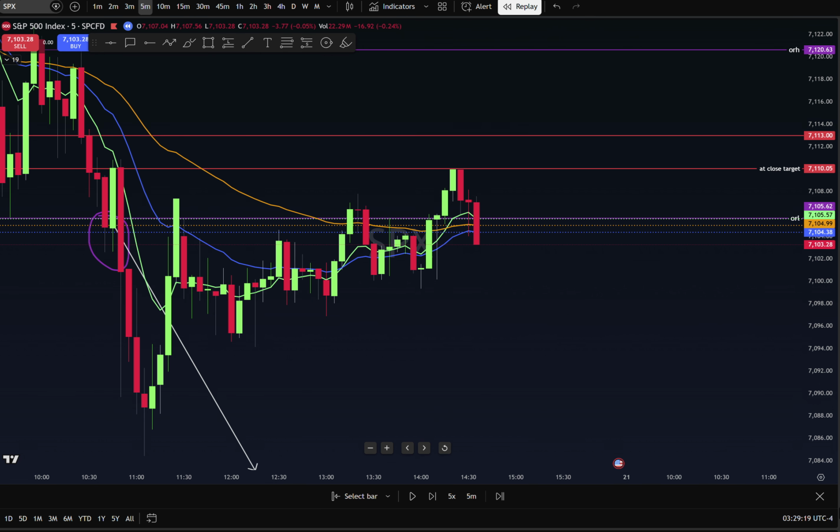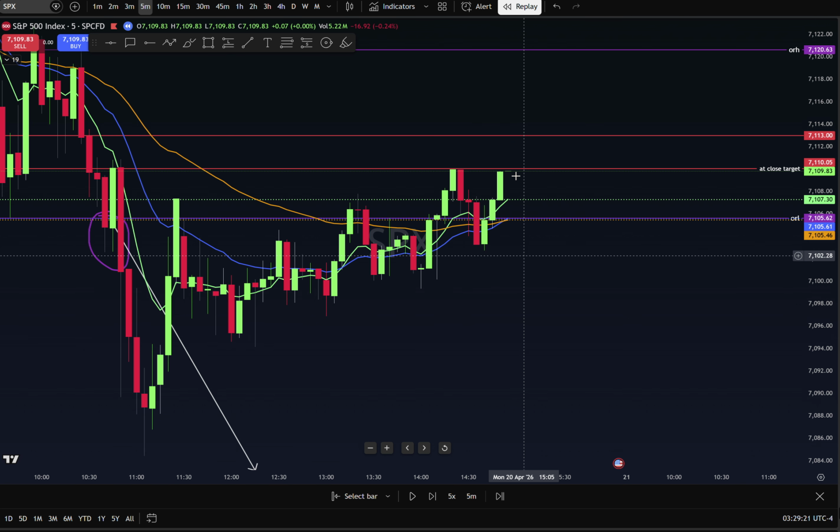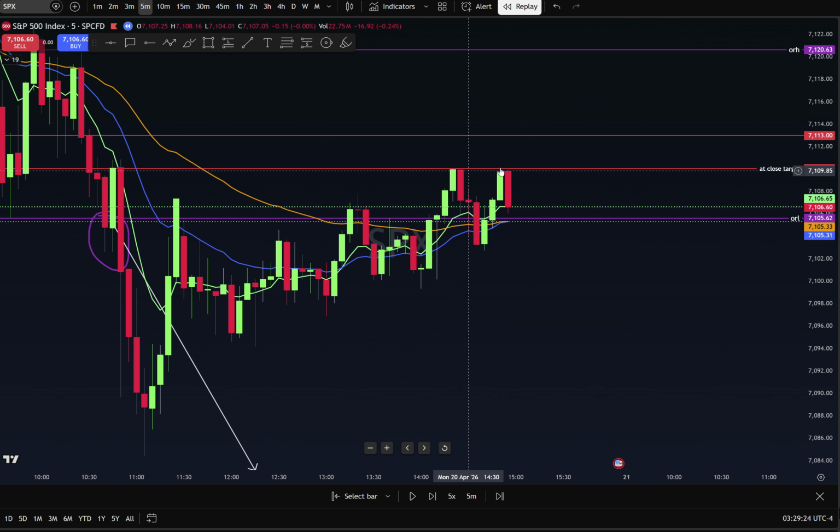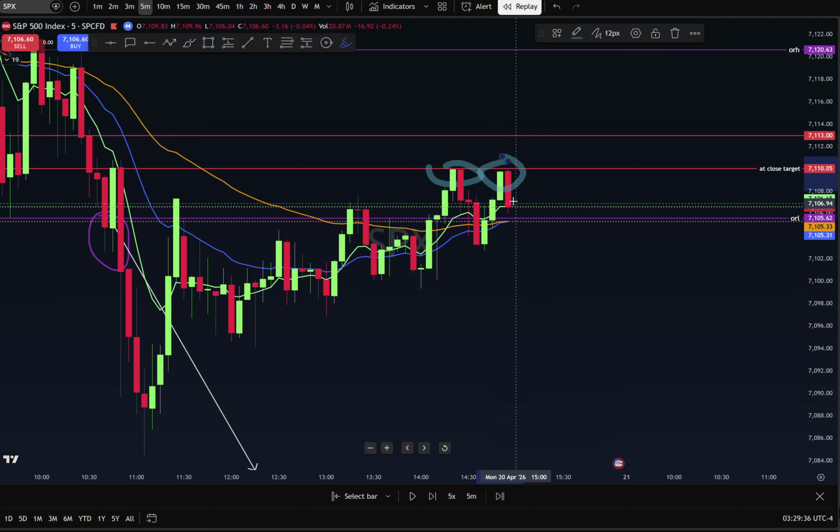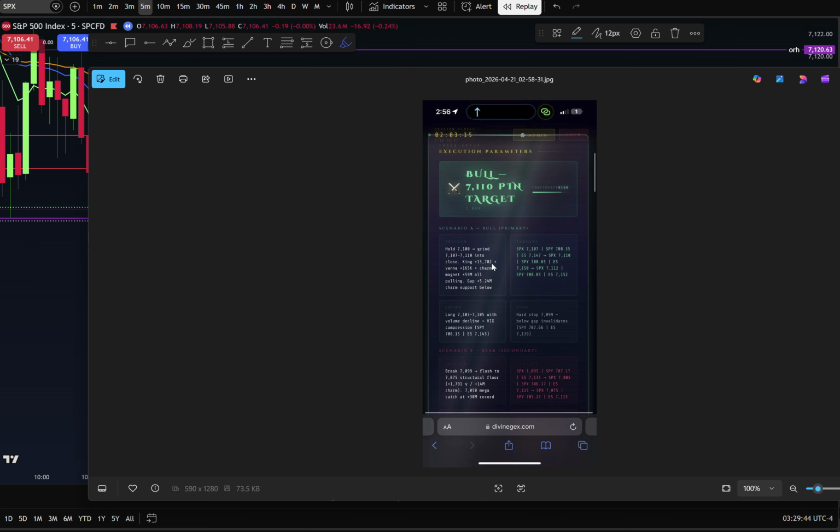Let's go to 3 o'clock again. So see, so many rejections of this level. One here, one here. The EMA is turning bullish. That's very good. So now I'm more confident it's going to pump at the end. So let's see, 3 o'clock. Now it's 3, and see what happens here.